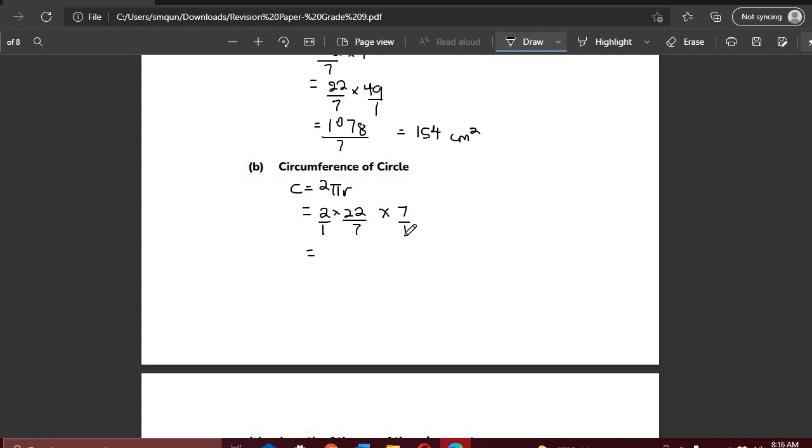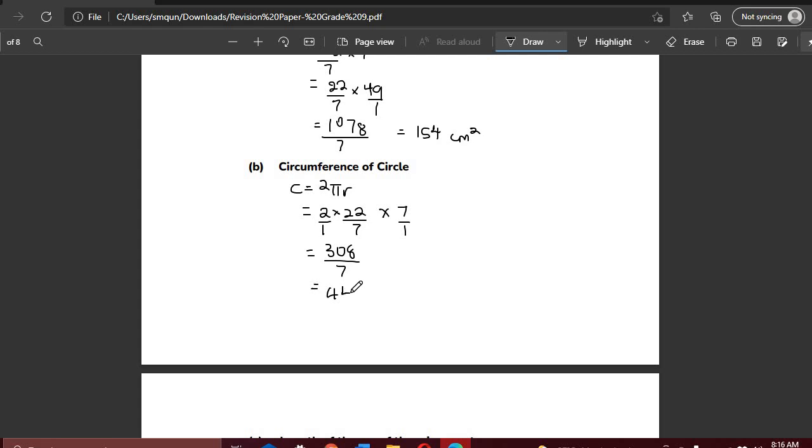Then multiply the numerators and the denominators. So 2 times 22 times 7, I get 308. Then 1 times 7 times 1 would be 7. So we're just going to divide 308 by 7, and I get 44.